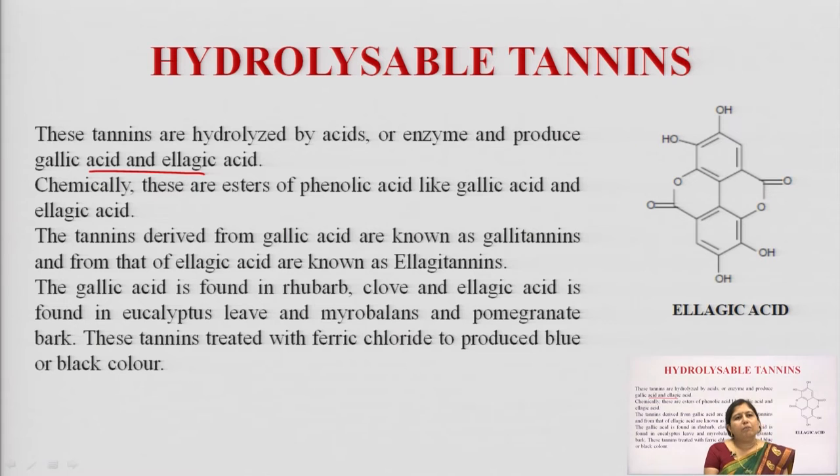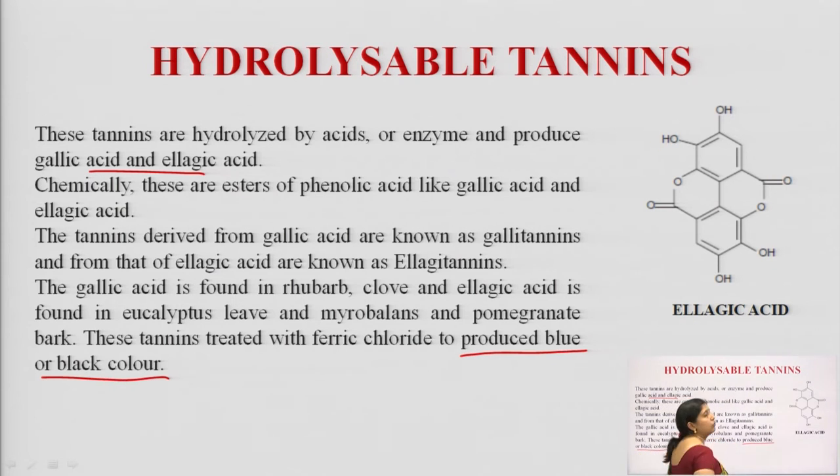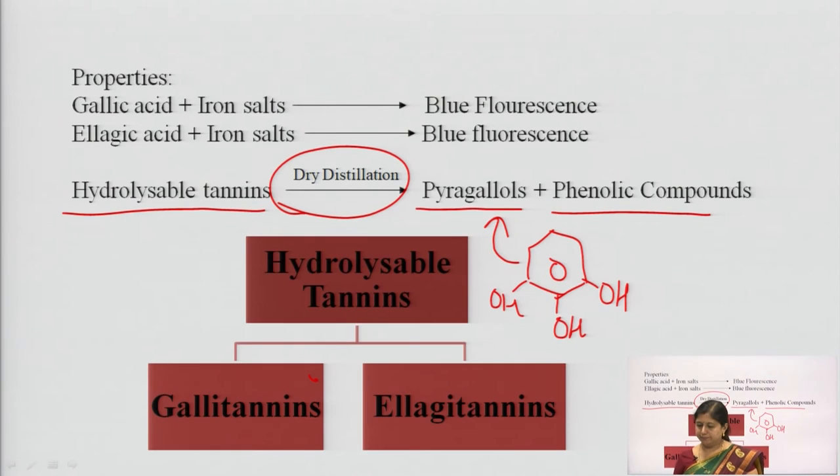The tannins derived from gallic acid are known as gallitannins and those derived from ellagic acid are known as ellagitannins. Gallic acid is found in rhubarb and clove, and ellagic acid is found in eucalyptus leaves, myrobalans, meaning the baheda, ashoka and arjuna. Pomegranate bark also contains ellagitannins. These tannins, when treated with FeCl3, generally produce a blue black coloration.